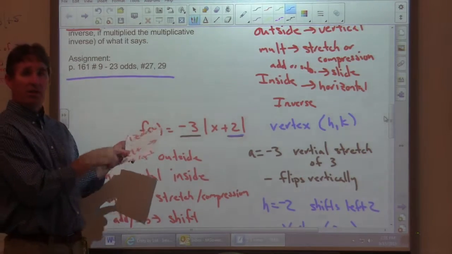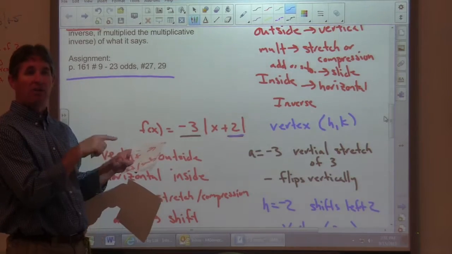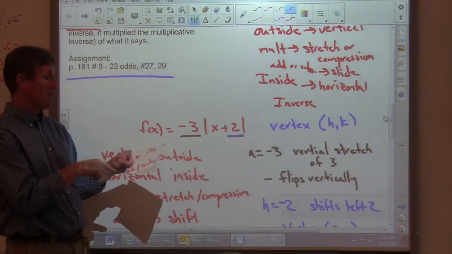A 1 would be you don't understand it at all. A 5 would be if you feel really, really good about it. You're pretty sure you know exactly what to do on everything.